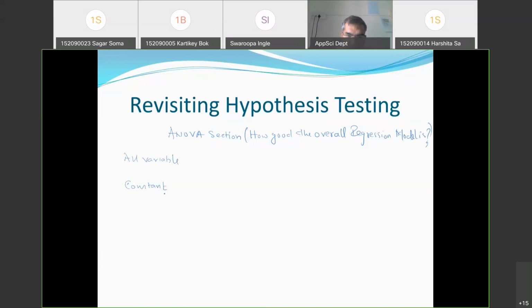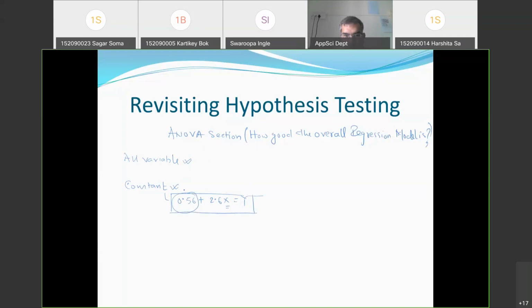In the regression line there is a constant, for example 0.56 plus 2.6 into x equal to y. If this is a regression line, x is the independent variable and this is the constant. So in the ANOVA section, we compare two models, one with only the constant and one with the entire model.